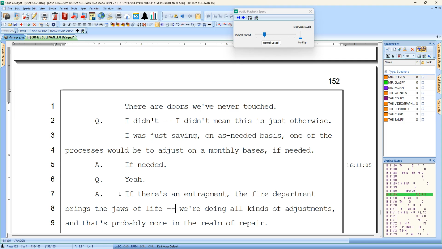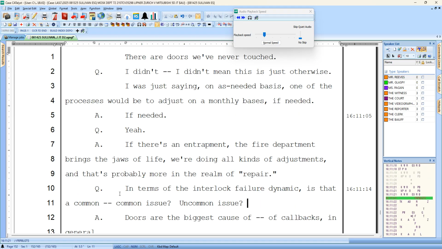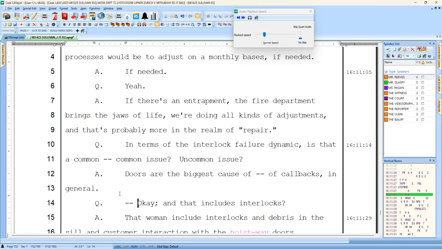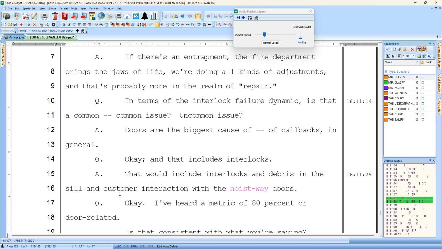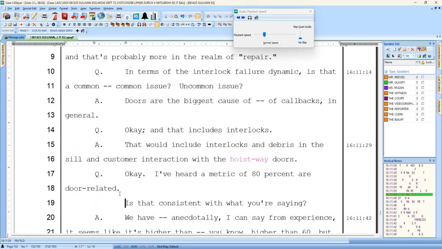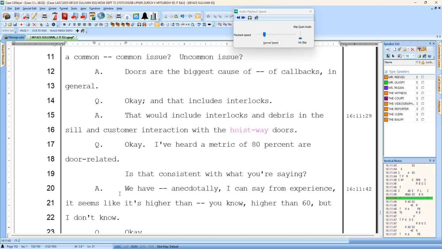In terms of the interlock failure dynamic, is that a common issue, uncommon issue? The doors are the biggest cause of callbacks in general. And that includes interlocks? That would include interlocks and debris in the sill and customer interaction with hoistway doors. I've heard a metric of 80% are door related. Is that consistent with what you say? Anecdotally, I can say from experience, it seems like it's higher than 60, but I don't know. Okay.